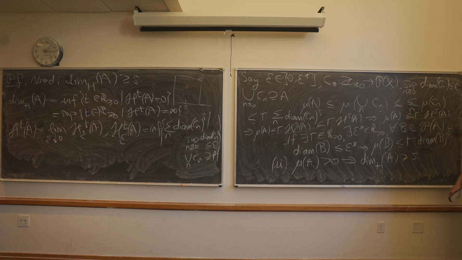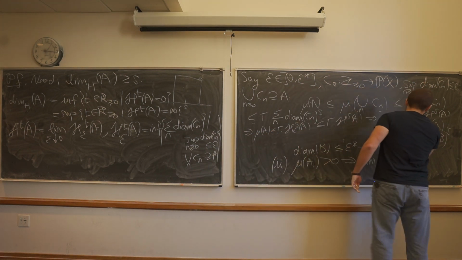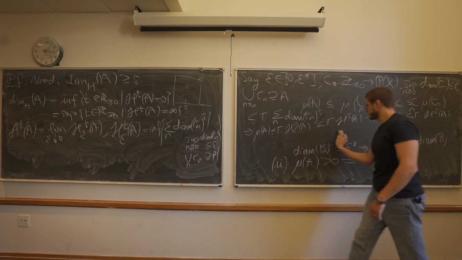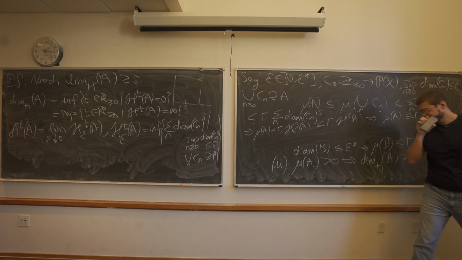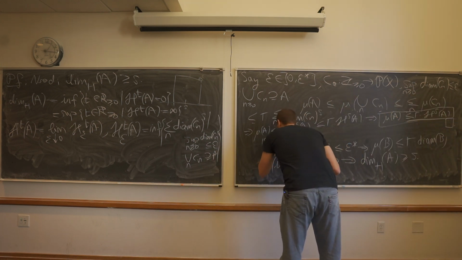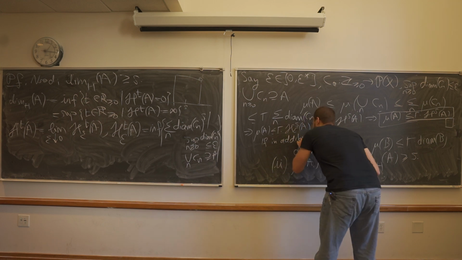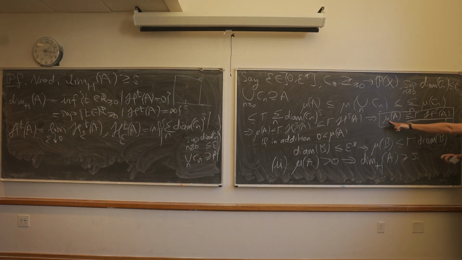If this is the case, and furthermore, if mu of A is positive, and this is a positive number, that means that the s outer measure is also positive, which means that this is true. Right, because if I have this bound, and in addition mu of A is positive, well, if this is bounded by 0, this too is bounded by 0.